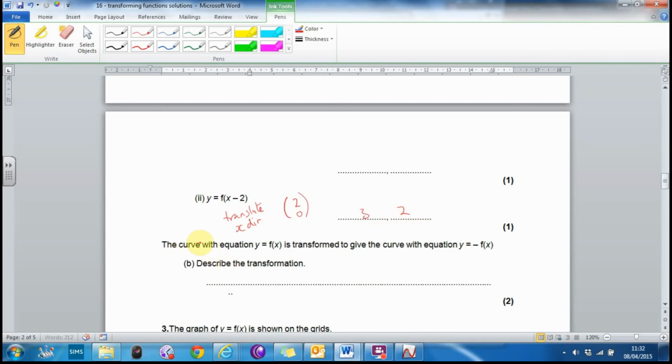Now, the curve with equation f of x is transformed to give the curve with equation y equals minus f of x. So what happens here? Well, what we've basically done is all the y-coordinates have become negative, which means all the negative ones have become negative, negative, positive. The whole thing's been flipped. It's been reflected. So it's a reflection in the x-axis, or y equals 0. There we go.